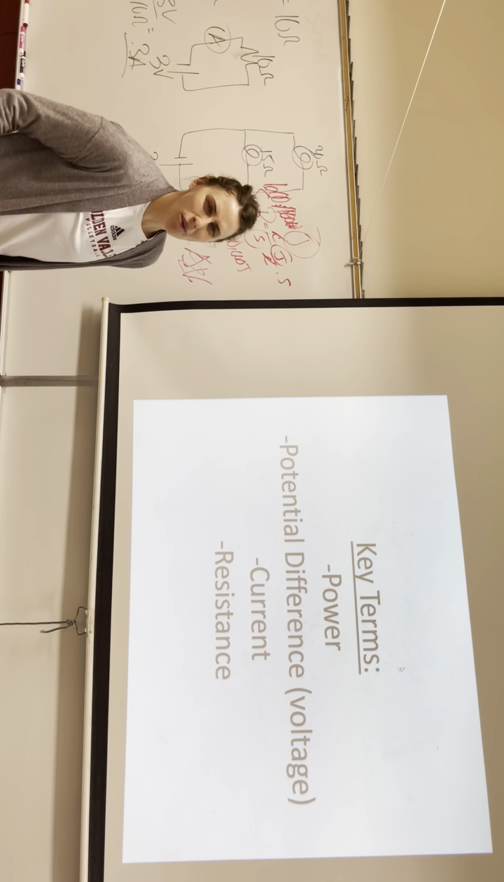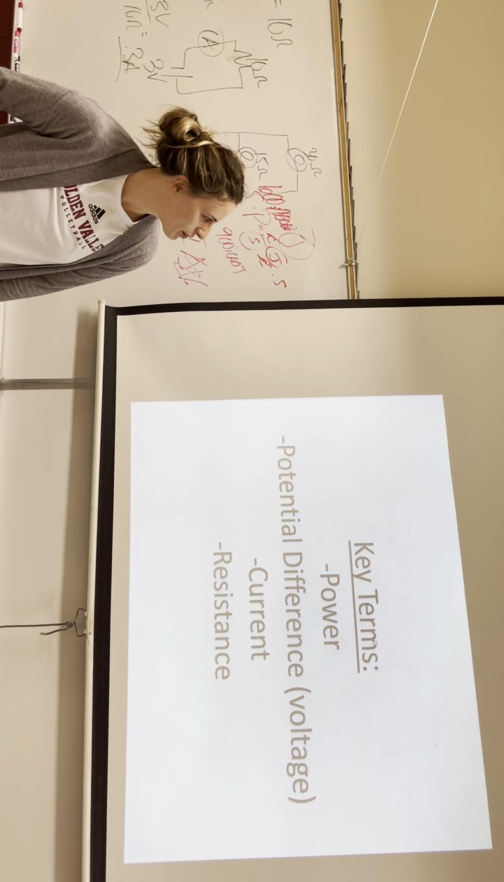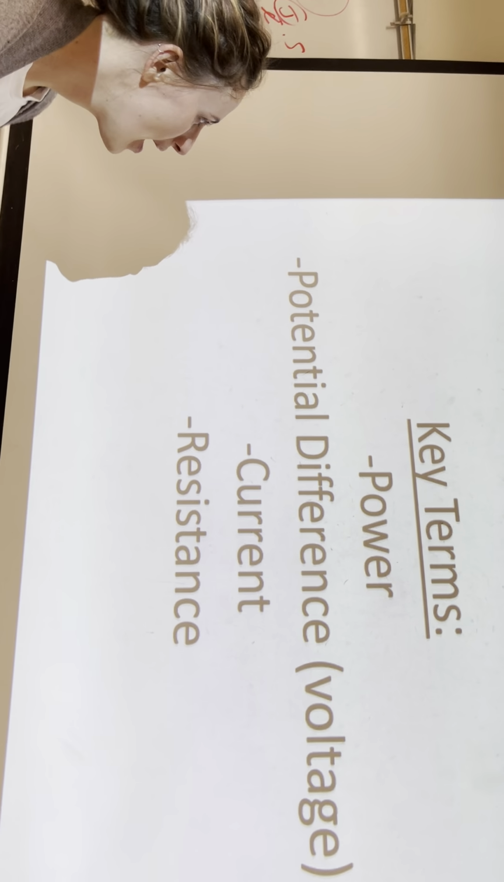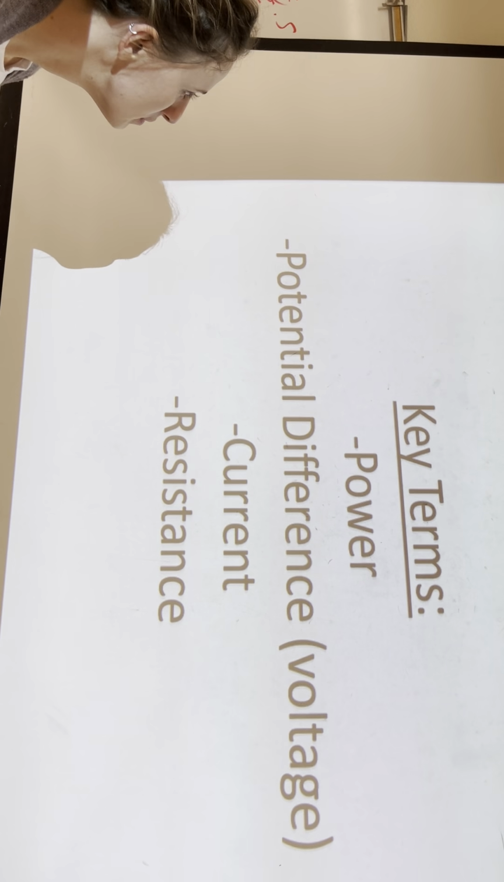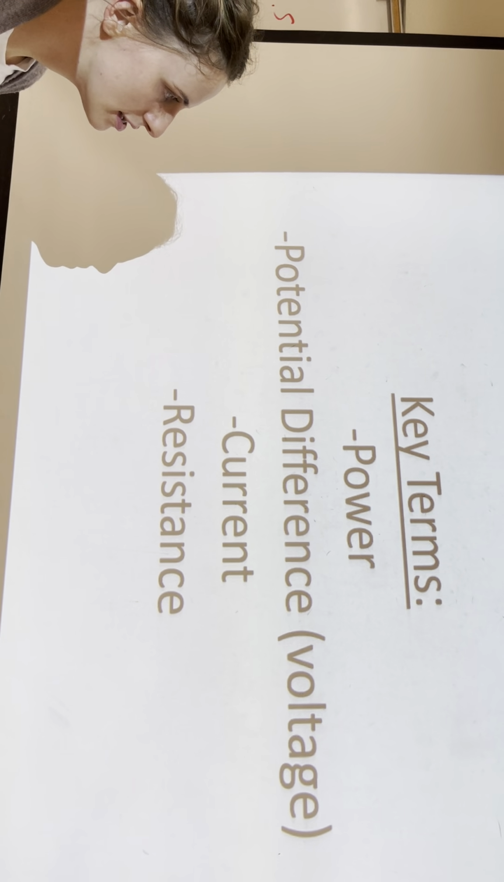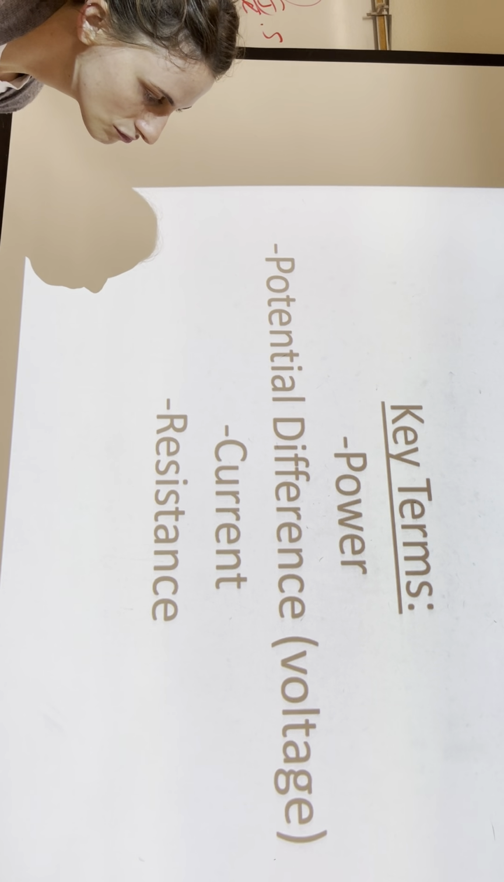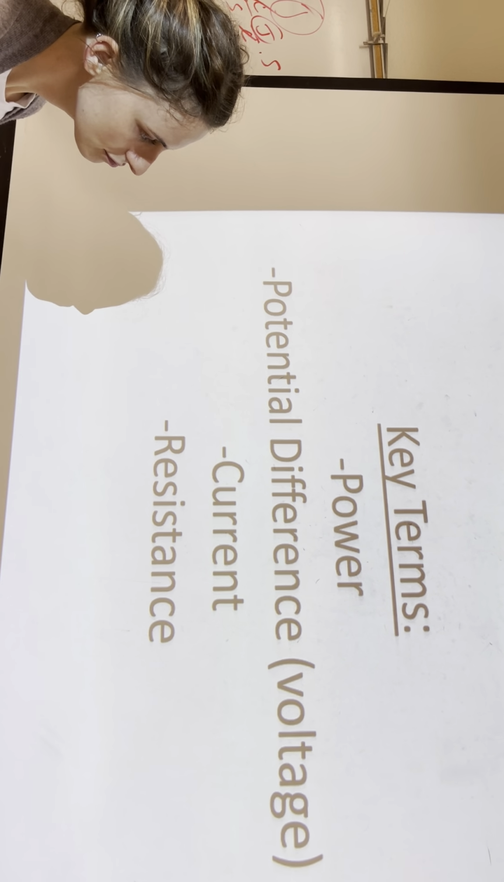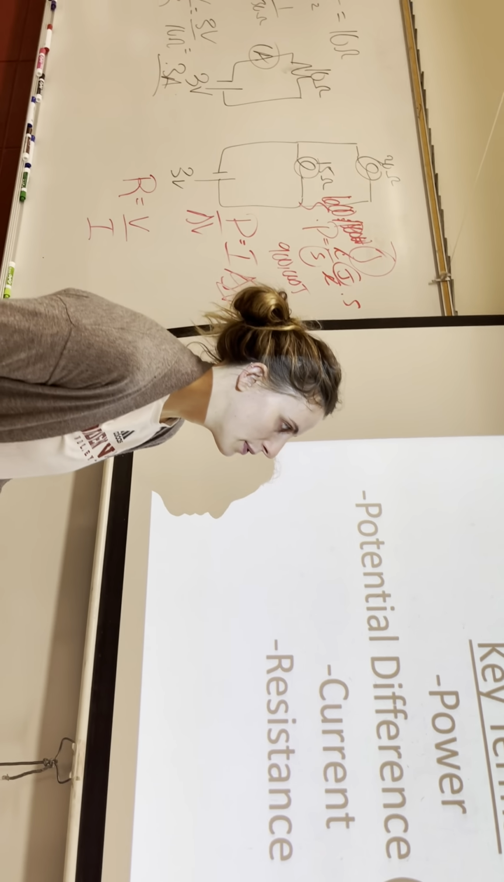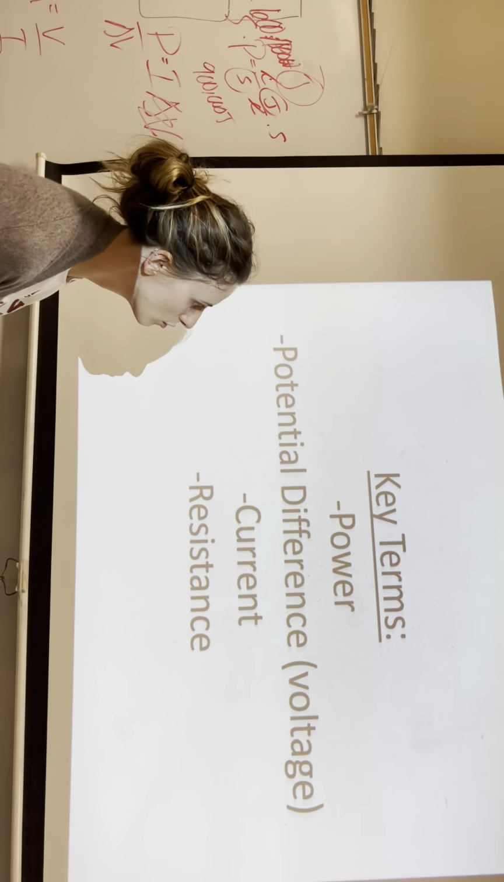Okay, so are we good there? We covered everything. Okay, so key terms that we have covered thus far: power, potential difference, voltage, current, resistance. You should know what each of these terms mean and how to use them in different situations. Series versus parallel, that's what we've talked about so far.